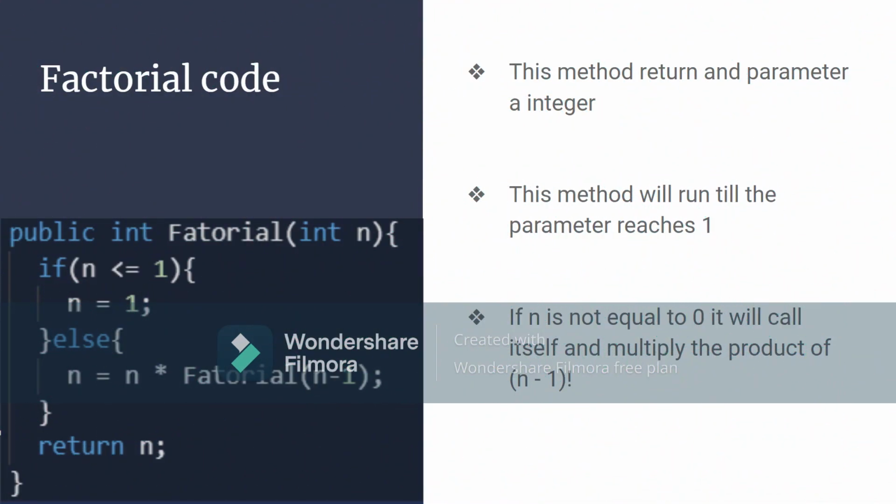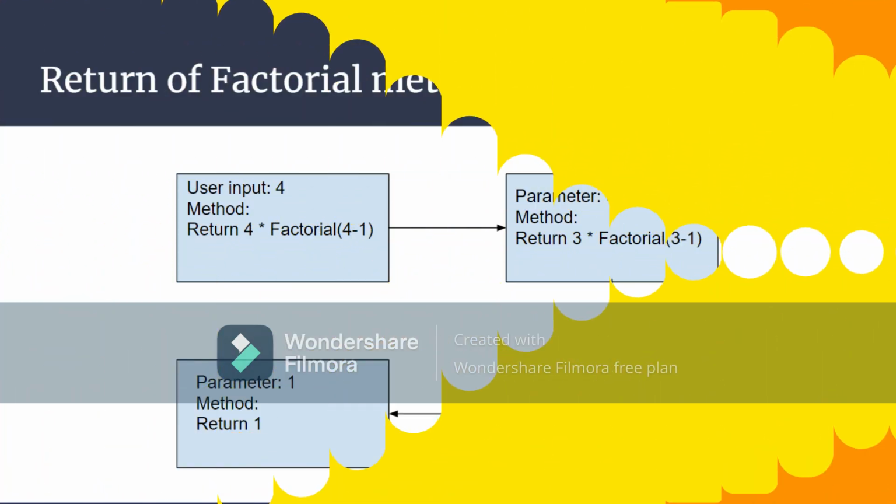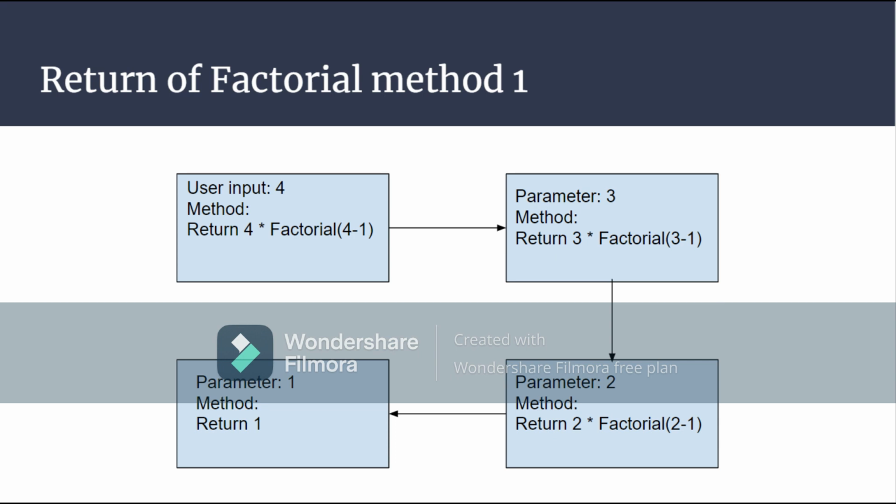So, the factorial code. It works with integers, so it returns an integer. And this parameter will run till the parameter 1 is reached. And if n is not equal to 0, it will call itself and multiply by the n minus 1 factorial and continue this down from n. To give you a better idea of how recursion works with factorial, I'll show you with this diagram.